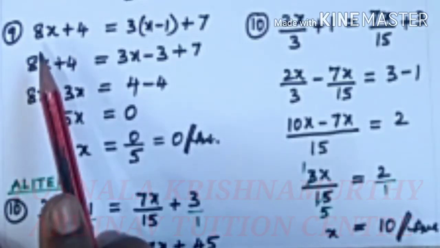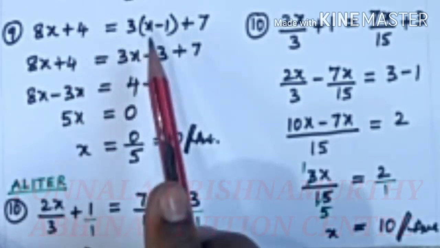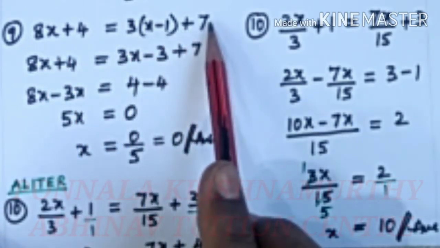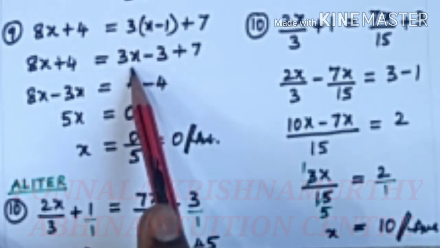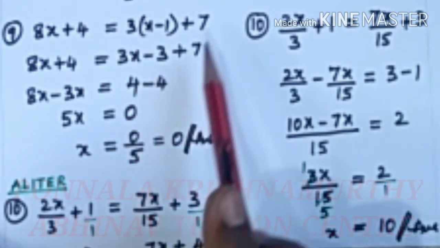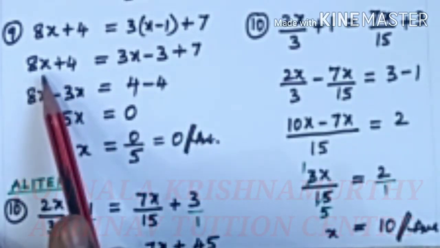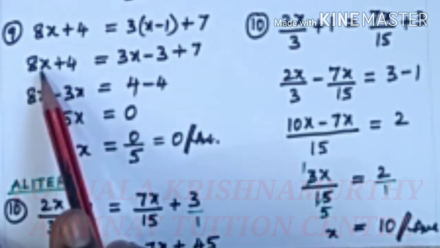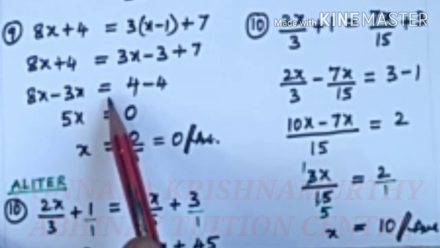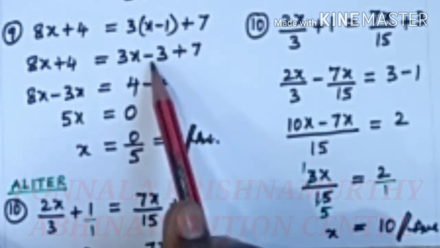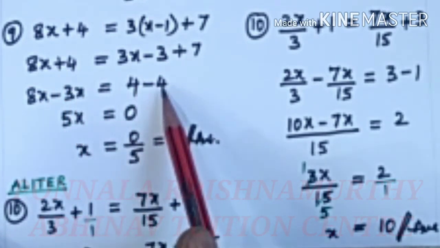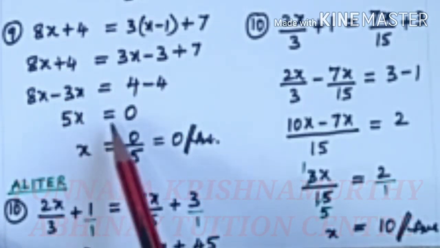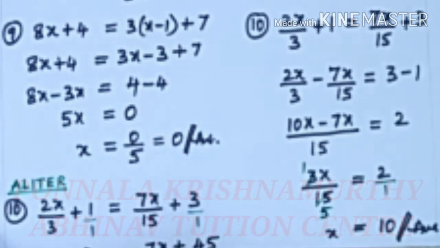Answer. 8x plus 4 is equal to 3 into x minus 1 plus 7. 8x plus 4 is equal to 3 into x, 3x, 3 into minus 1, minus 3 plus 7. Here we have x, here also we have x. So 8x minus 3x is equal to, this is 4, 7 minus 3 is 4, and this plus 4 becomes minus 4. So this is 5x is equal to 0. x is equal to 0 by 5, that is equal to 0. Answer.